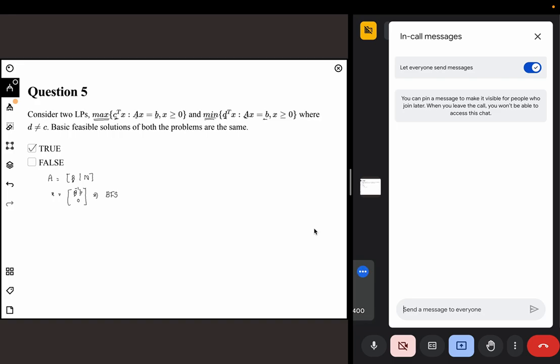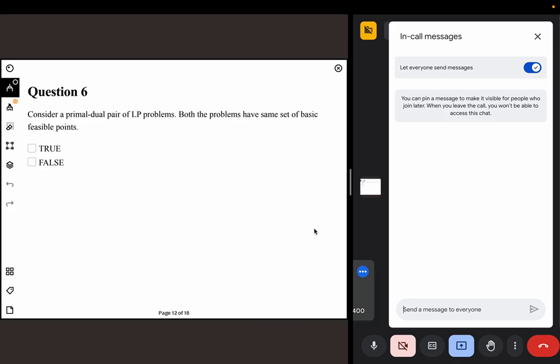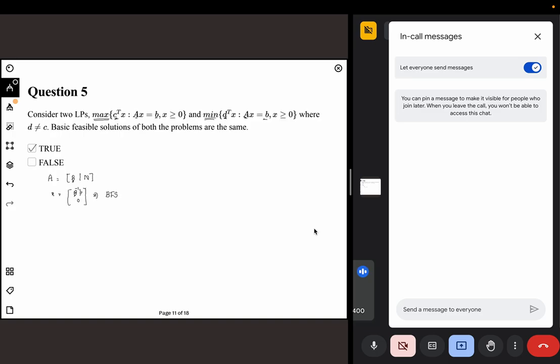Yeah, I think this is clear. So we have a primal dual pair of LP problems. Both the problems have the same set of basic feasible points. Can I say something for the primal dual pair? This is different. Okay, this is not a primal dual pair.